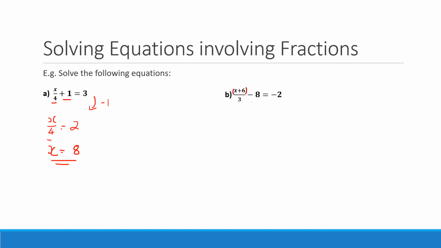So our first step here is going to be plus 8 to both sides. So (x plus 6) over 3 is going to equal negative 2 plus 8, which is 6. Next step will be multiplying both sides by 3. x plus 6 equals 18. And now we can get to that 6, and now we can subtract it. x is going to equal 12.